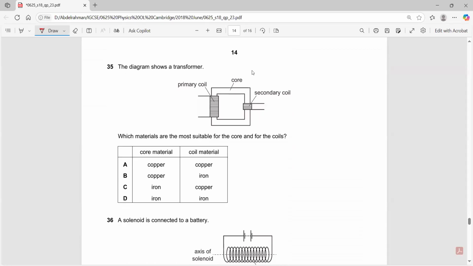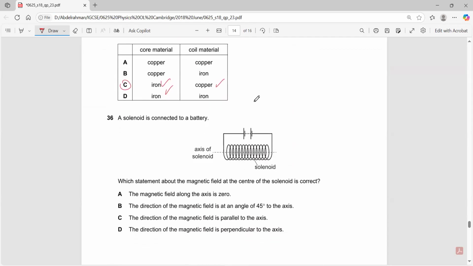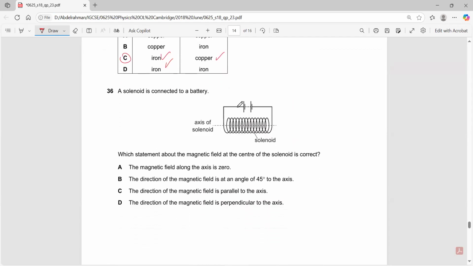The core has to be made of iron, while the coil has to be made of copper. That's easy. A solenoid is connected to a battery. Which statement about the magnetic field at the center of the solenoid is correct? If you want to draw the magnetic field, you draw it this way, and then around the solenoid it would be somewhat like this. So at this point, the direction of the magnetic field should be parallel to the axis, straight lines as I've drawn them.